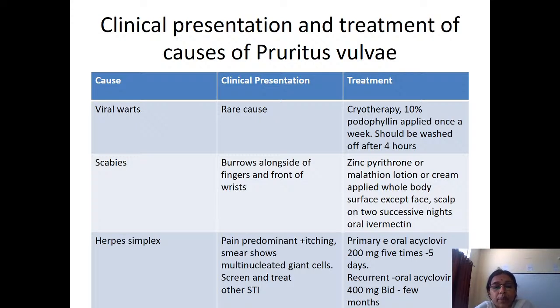And herpes simplex, because it is a viral agent, we need to give them oral antivirals. So oral acyclovir, the dosage is 200 milligrams 5 times a day for 5 days. So this is the treatment for primary herpetic infection. Whereas if it is a recurrent or a secondary episode of this virus, oral acyclovir 400 milligrams BID for a few months has to be given. If you're thinking in terms of herpes simplex, we need to even screen these women for other STIs as well.